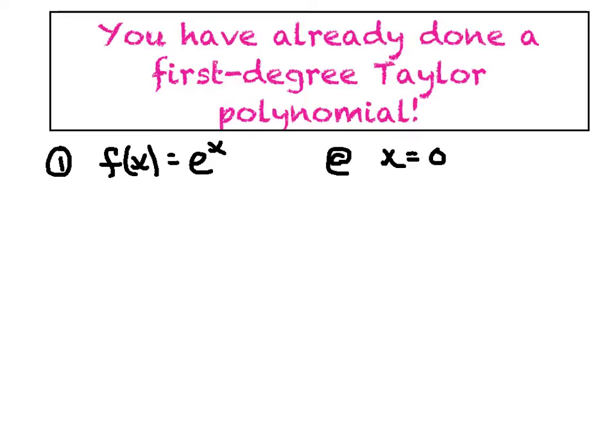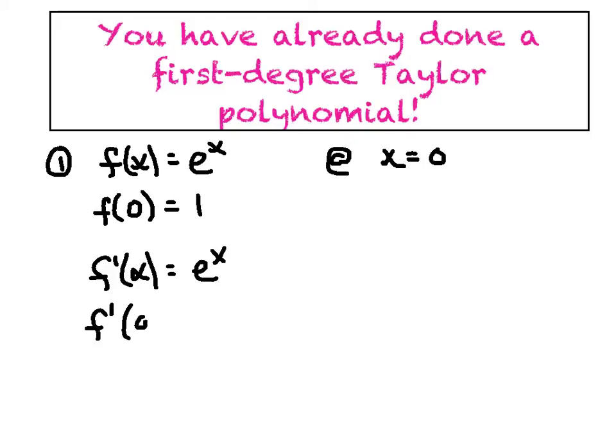This feels like we've jumped in our time machine and gone back to kindergarten. Well, you already know that f of 0 equals 1. Okay, so there's your y-coordinate. You know that the derivative of that function is still e to the x, therefore the slope at 0 is still 1. And if we put that all together, our tangent line would start to look like this.